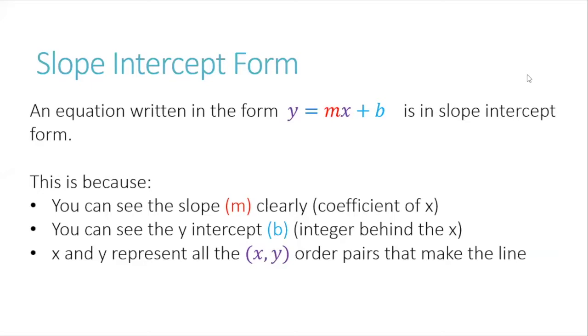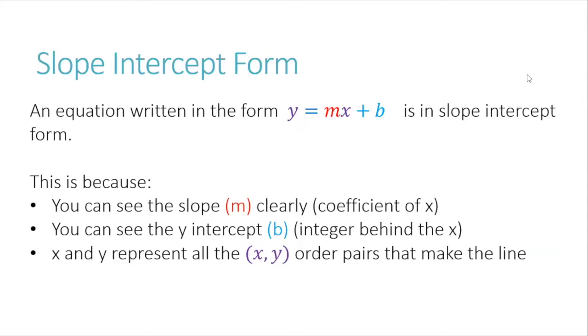Okay, so now I know we've been seeing the y and the x most of the time, so let me really explain what m and b are. So in this particular form, you can see that m is the slope.